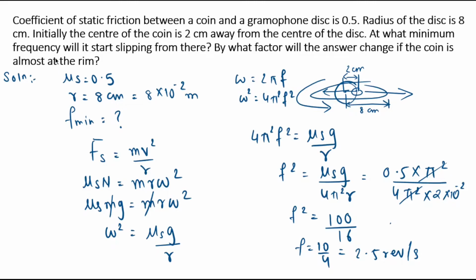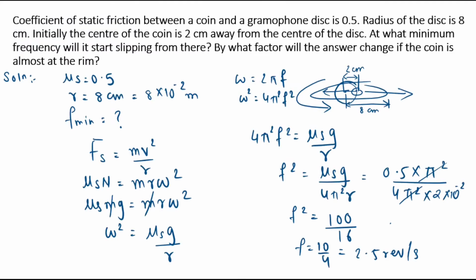Now the next part of the question is, by what factor will the answer change if the coin is almost at the rim? So initially on the gramophone, the coin was here, 2 centimeter away from the center of the gramophone disc. By what factor will the frequency change at which the coin will start slipping when it is placed at the rim, that is here? The radius will be almost the radius of the disc.